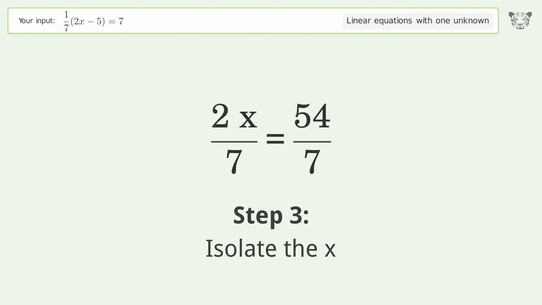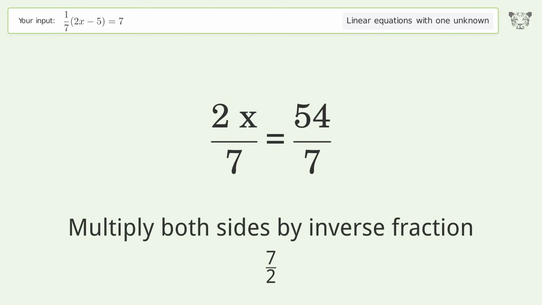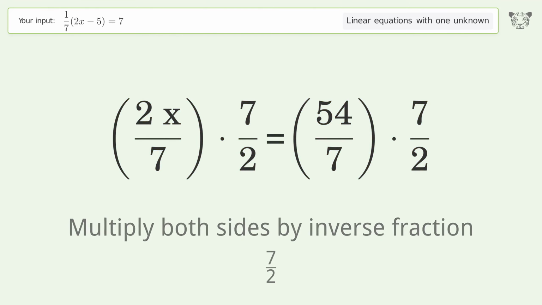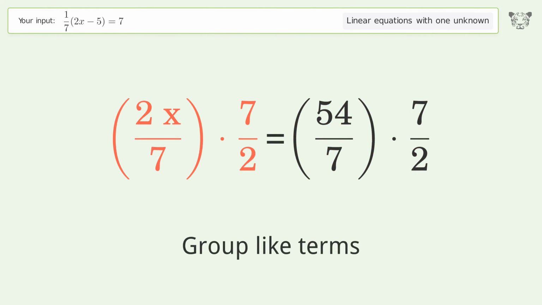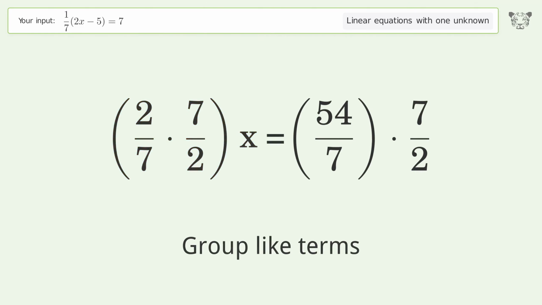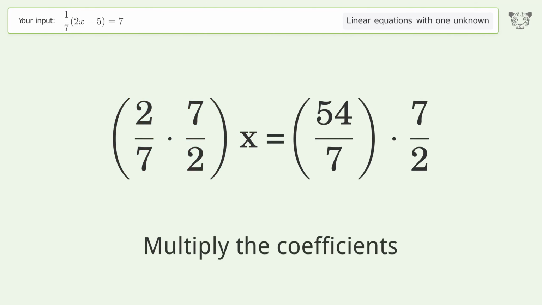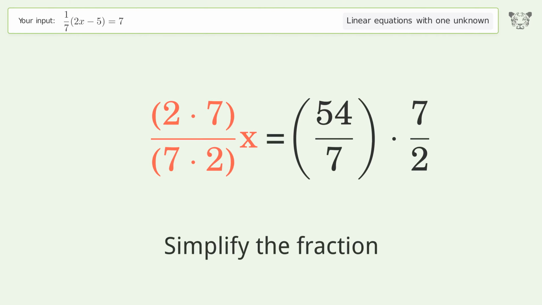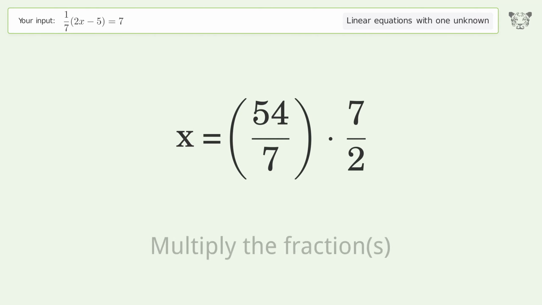Isolate the x. Multiply both sides by inverse fraction 7/2. Group like terms. Multiply the coefficients. Simplify the fraction. Multiply the fractions.